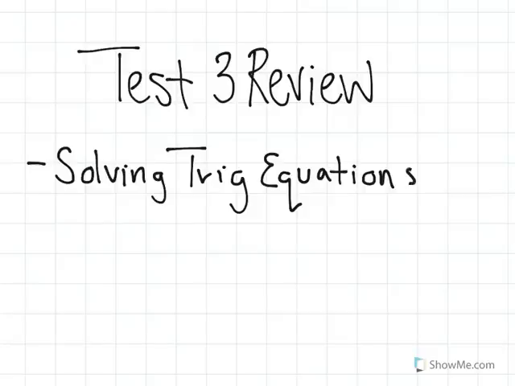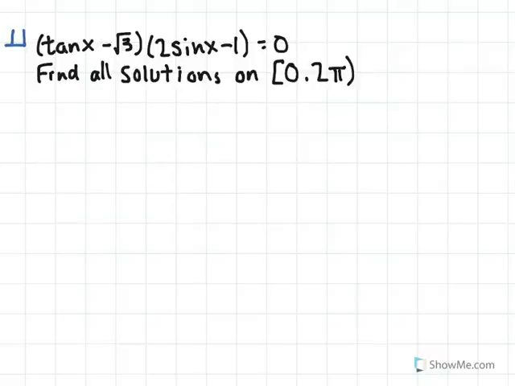This is the third video in the Test 3 review, and it covers material on solving trig equations. In this problem, we're told that the quantity tangent of x minus root 3 times 2 sine of x minus 1 is equal to 0, and we want to find all solutions on the interval 0 to 2 pi.